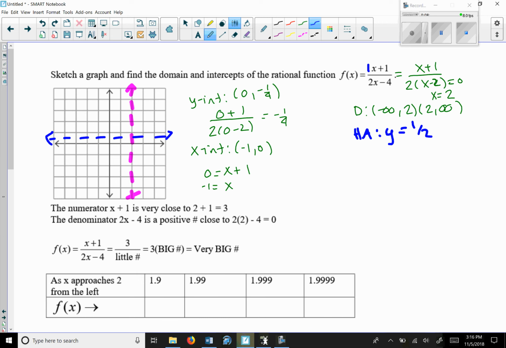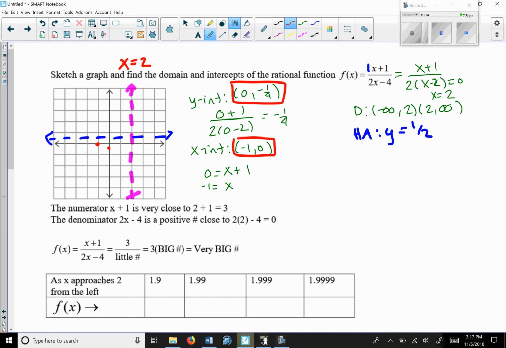And of course, we said that my vertical asymptote was at x equals 2 because it's the zeros of your denominator. So if I'm graphing this, I would use my y-intercept and my x-intercept to help me. So we have a y-intercept at (0, -1/4), which would be somewhere in here, and an x-intercept of (-1, 0).